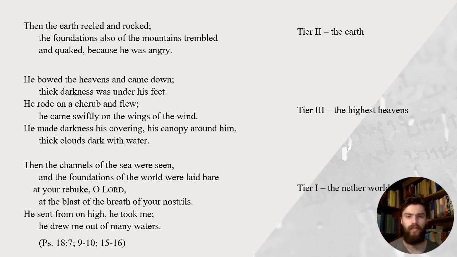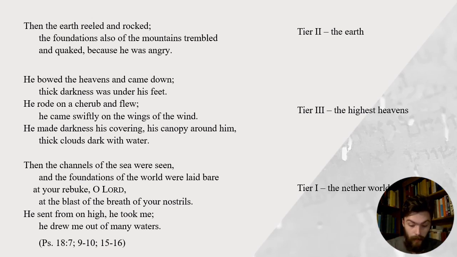And we read that the channels of the sea were seen, the foundations of the world were laid bare, and at his rebuke, the blast of the breath of his nostrils, he sent from on high and drew me out of many waters. And this is the understanding that the dead are underneath the waters. And so the psalmist here views himself as being in the world of the dead, and Yahweh descends from on high to the lowest point to redeem him. And obviously this is very incarnational. This is the understanding of Jesus, as Paul's language will say, Jesus descended in the incarnation, and if he descended, he also ascended, this idea of the highest heaven to the lowest point.